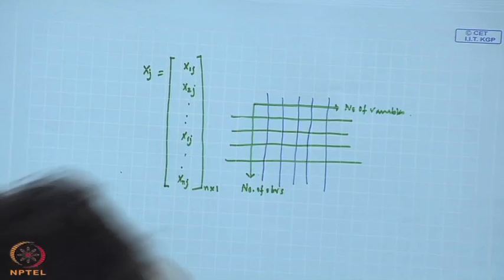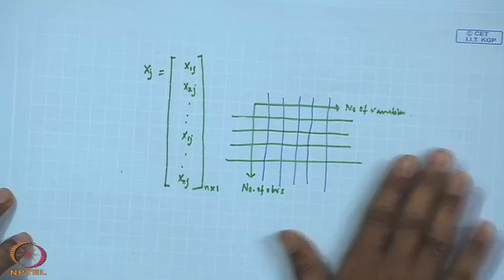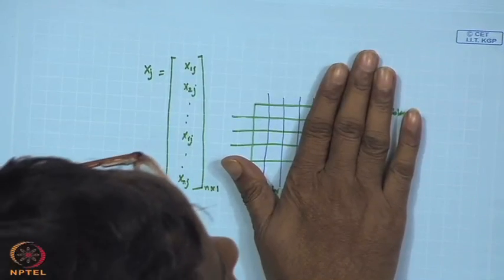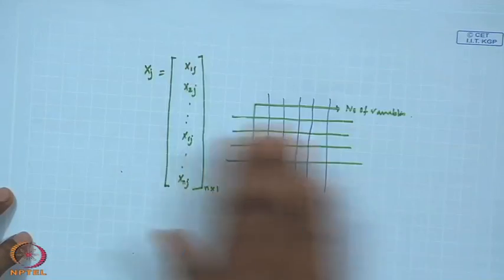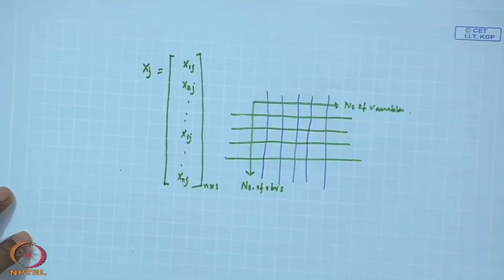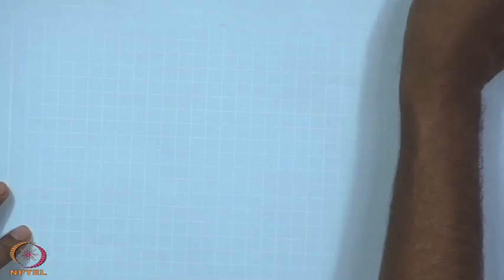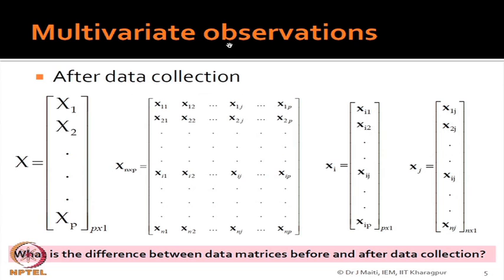Okay. But what we have assumed here is that we have not collected the data; we are planning to collect data, and as a result all the entries in this particular matrix are random in nature. What will happen if you collect the data?